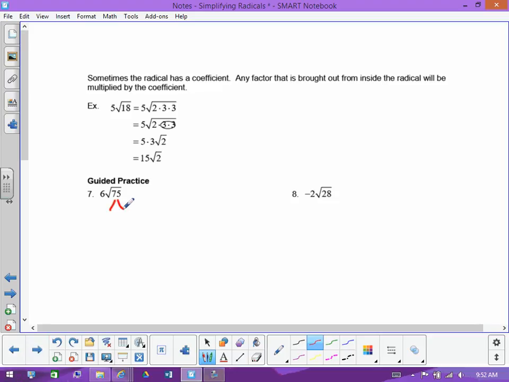What makes up 75? We can say the easiest will be 25 times 3. 3 is prime. 25 breaks up into 5 times 5. Those are prime. This is how you can avoid your mistake. Rewrite what you started with that factorization. So, we have 6 out front, square root of 3 times 5 times 5.